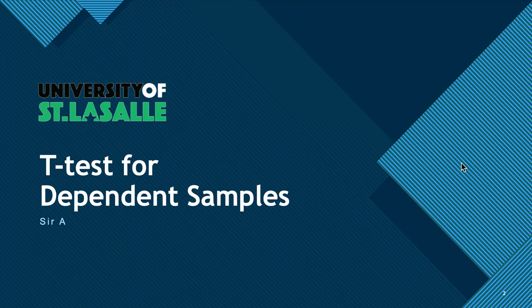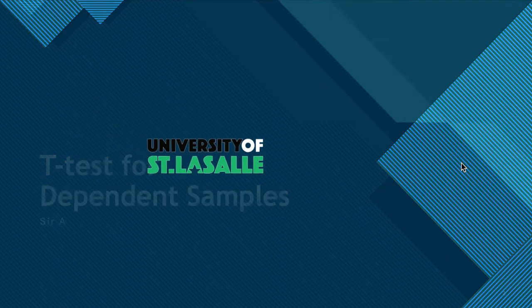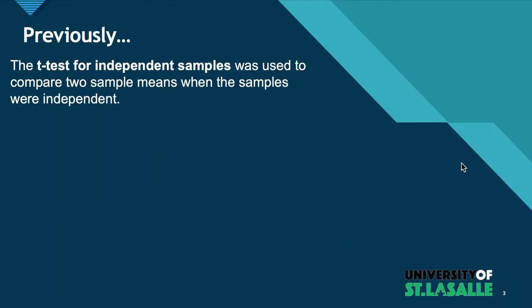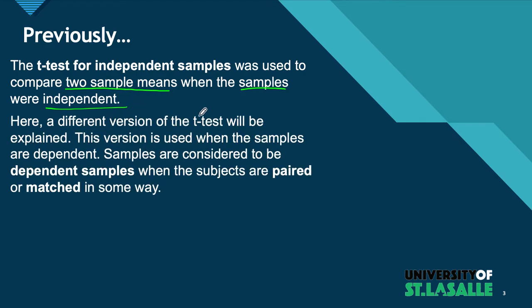Previously we have talked about the t-test for independent samples, and in that kind of t-test, it was used to compare two sample means when the samples were independent. Here, a different version of the t-test will be explained. This version is used when the samples are dependent. That is to say, it's dependent when they are related to each other. Some would use the words paired or matched. So that's when we say that two samples are dependent.